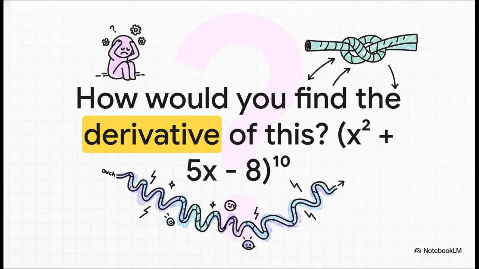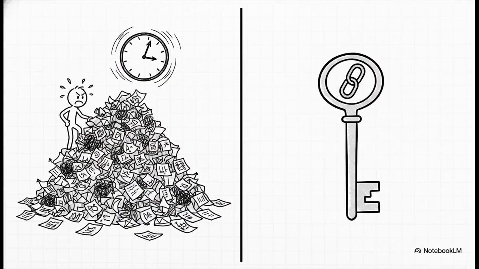Take a look at this function. Seriously, how would you even begin to find its derivative? Your first thought might be, well, because, let's be honest, without some kind of trick, your only real option is to multiply that whole thing out 10 times, then simplify that absolute beast of a polynomial, and then use the power rule. That sounds awful. It would take forever. There has to be a better way, right?